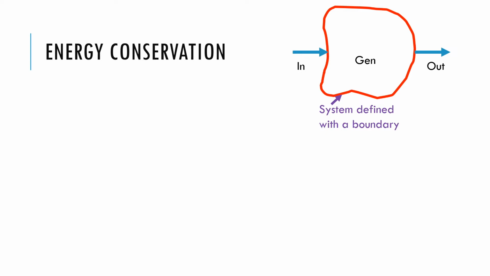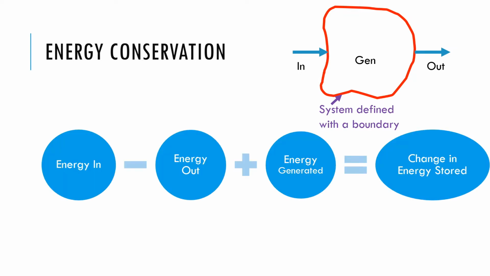So the conservation of energy written in this familiar form is written for a system defined with a boundary. So what's coming into the system minus what's going out, in minus out, plus what is generated. So the meaning of generation is conversion from any other kind of energy into thermal energy. A typical example would be, let's say, microwave heating. So it's converting electromagnetic energy into thermal energy.